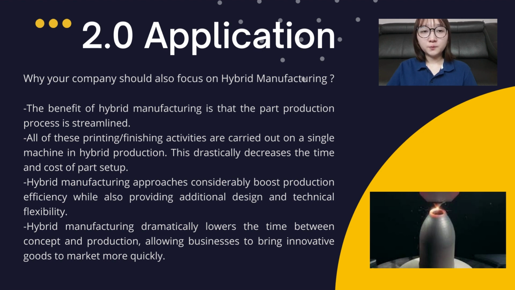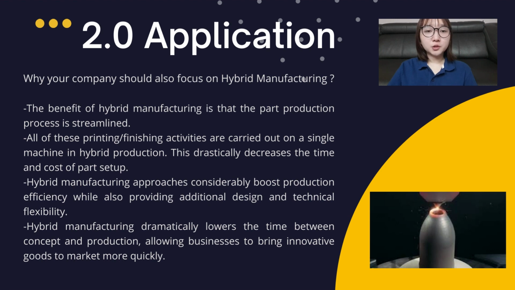The benefit of hybrid manufacturing is that the part production process is streamlined. Previously, 3D printing and machining needed different machinery. This will need a number of different programs, settings, operators, and so on. Depending on the parts, this can rapidly become a difficult and time-consuming operation. All of these printing or finishing activities are carried out on a single machine in hybrid production. This drastically decreases the time and cost of part setup.